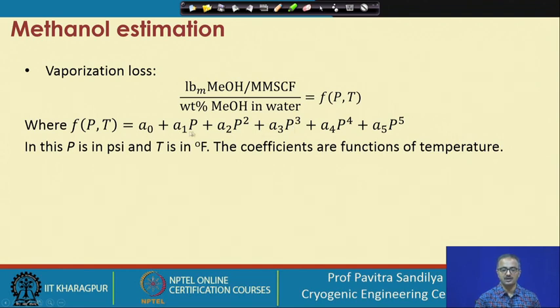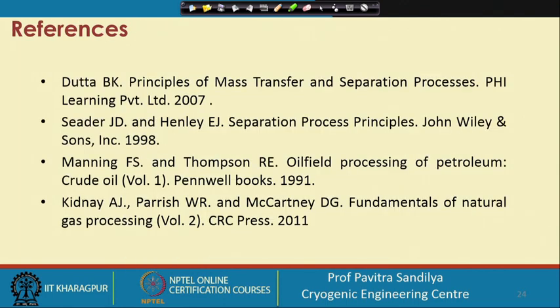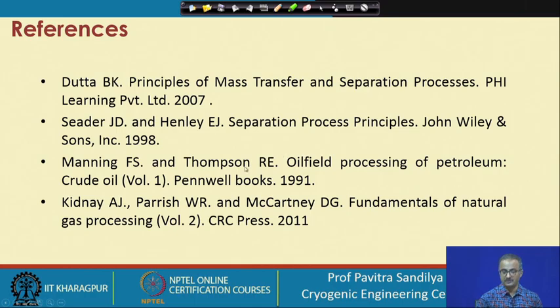These A0, A1, A2, A3, A4 and A5, these coefficients are functions of temperature, and this particular table gives us the values of these coefficients as a function of the temperatures. So, this way we are able to estimate the amount of methanol or the amount of the other inhibitors to remove some amount of the water, and these are the references which give more detail of these methods.